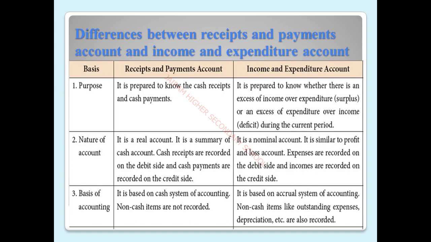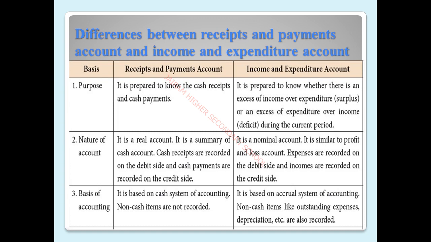So for the motive of income and expenditure purpose என்னன்னு பார்த்தீங்கன்னா, it is prepared to know whether there is an excess of income over expenditure or an excess of expenditure over income during the current period. Same thing, அதில் எவ்வளோ கேஷ் ரிசிப்ட்ஸ் எவ்வளோ கேஷ் பேமெண்ட்ஸ்ன்னு பார்க்குறோம். ஸோ அதை பேஸ் பண்ணி தான் நம்ம என்ன பார்ப்போம், cash is surplus or deficit.